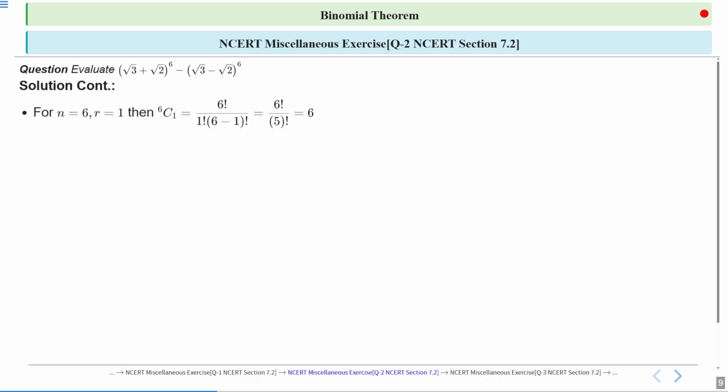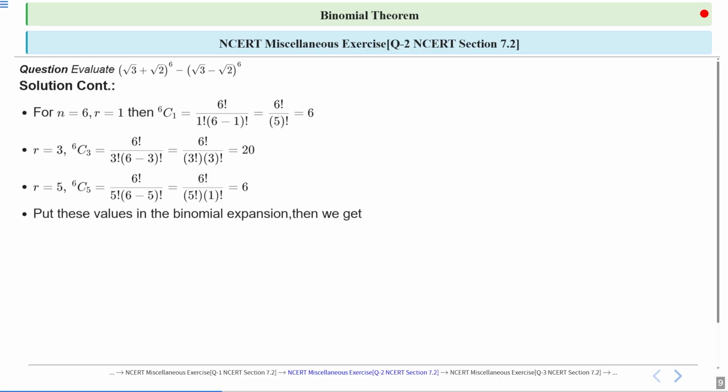For n equal to 6 and r equal to 1, 6c1 is 6 factorial upon 1 factorial times (6 minus 1) factorial, which is equal to 6. And for r equal to 3, 6c3 is 6 factorial upon 3 factorial times (6 minus 3) factorial, which is equal to 20. And for r equal to 5, 6c5 is 6 factorial upon 5 factorial times (6 minus 5) factorial, which is equal to 6.